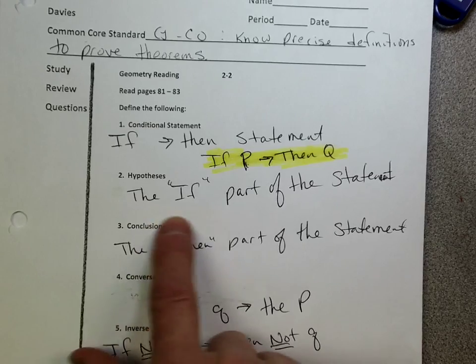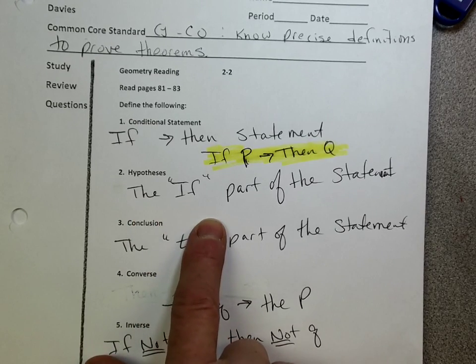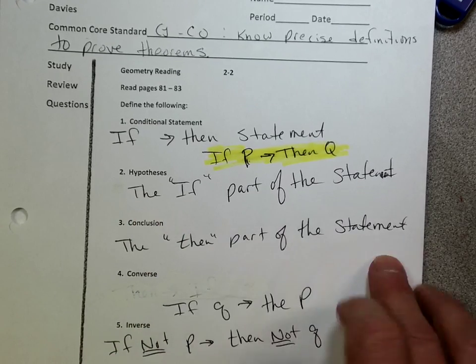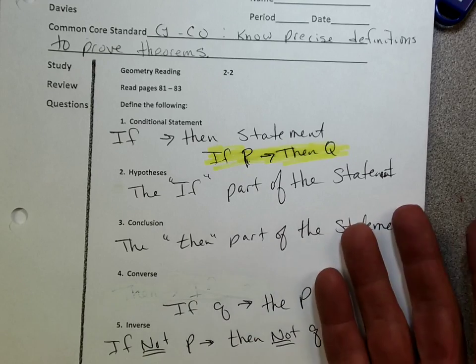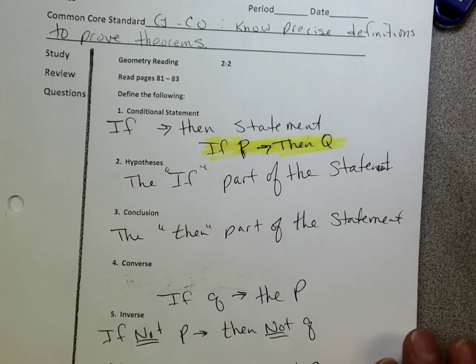The if part is the beginning part: if an angle is 90 degrees. And the conclusion would be, well, then it's a right angle. So that's just the second part of your conditional statement. We're going to look at some of these real quick, okay?